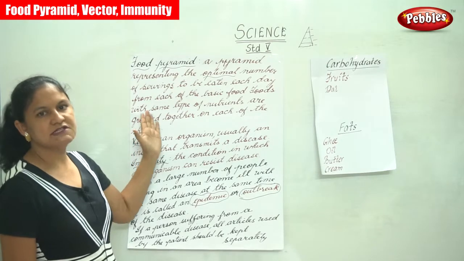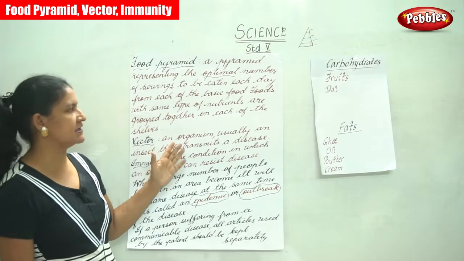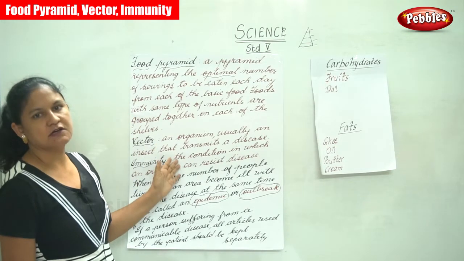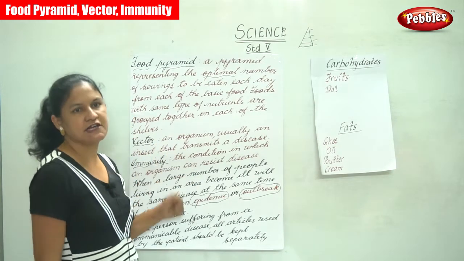Foods with the same type of nutrients are grouped together on each of the shelves.